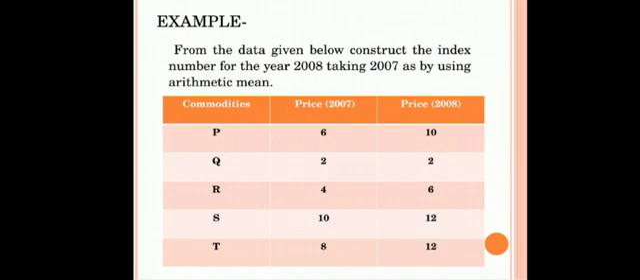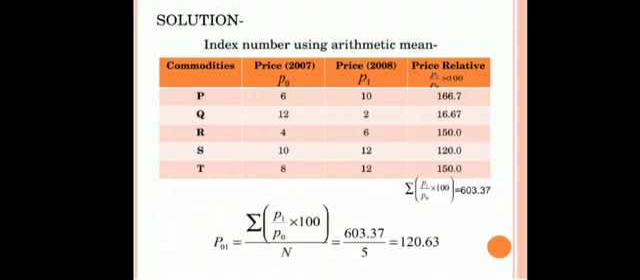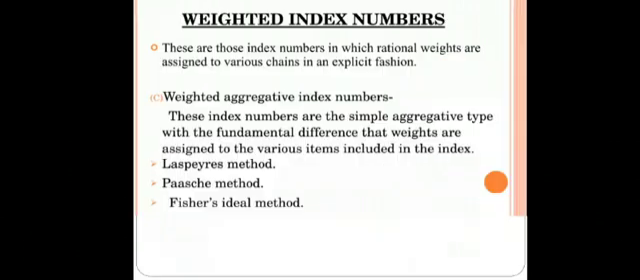An example for the arithmetic mean and geometric mean: for the data given, construct the index number for the year 2008, taking 2007 as the base, using the arithmetic mean formula. The commodities are P, Q, R, S, T. The second column is the base year price P0 and the third is the current year 2008 price P1. You have to calculate the price relatives, and the value is 120.63.